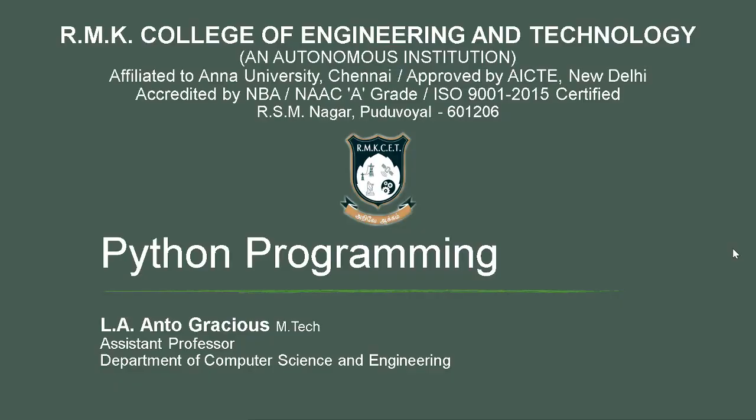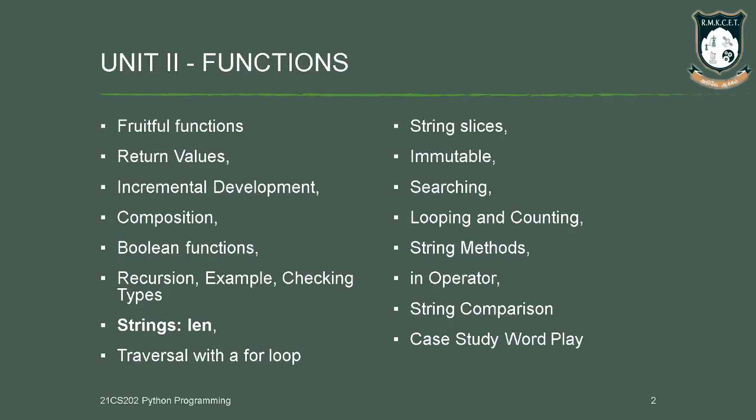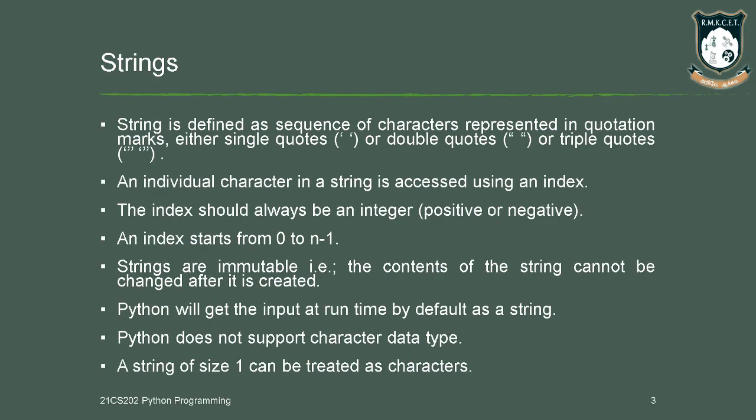We are going to see a topic from the course Python programming. Here we are going to see a concept related to strings. Before going to the concept, we shall see what a string is. A string is defined as a sequence of characters, and those characters are represented within quotation marks. The quotation mark can be either a single quote, double quote, or triple quote.